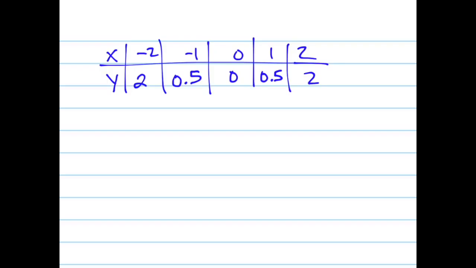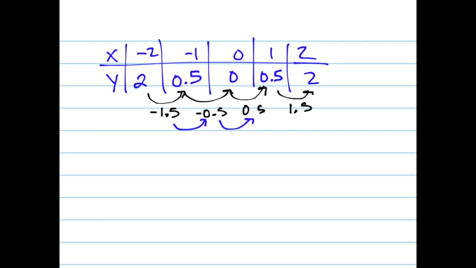But let's check. What do we add to 2 to get to 0.5? Negative 1.5. What do we add to 0.5 to get to 0? And add to 0 to get to 0.5. And add to 0.5 to get to 2. Not the same, right? But what about the next order? What do we add to negative 1.5 to get to negative 0.5? 1. How about negative 0.5 to 0.5? And 0.5 to 1.5? So it is a quadratic.